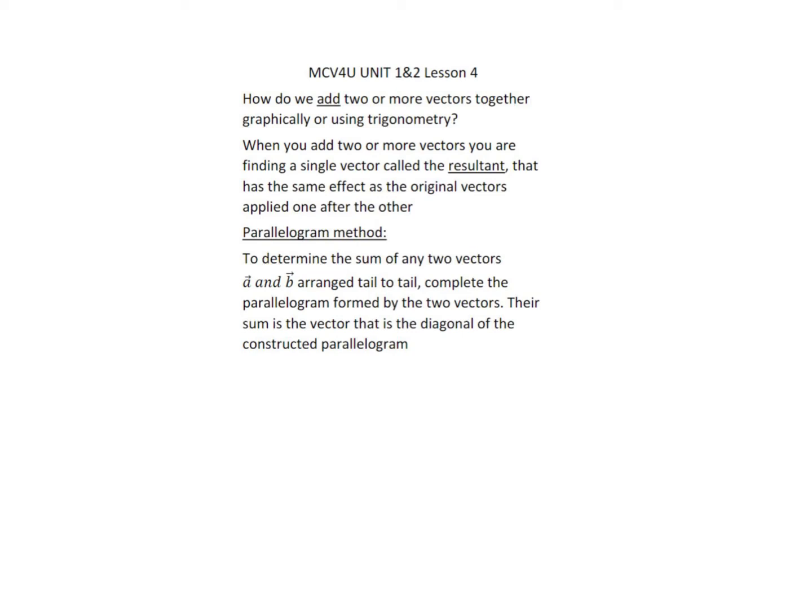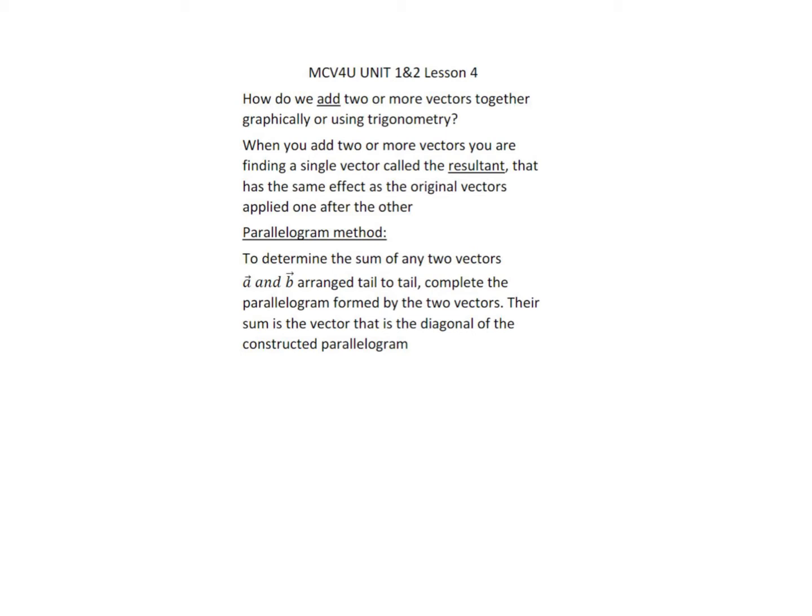In lesson 4, we are going to start looking at the addition of vectors. When we add two or more vectors together graphically, we can do this in a variety of ways. When you add two or more vectors together, you are finding a single vector called the resultant, and it has the same effect as the original vectors applied, one right after the other.